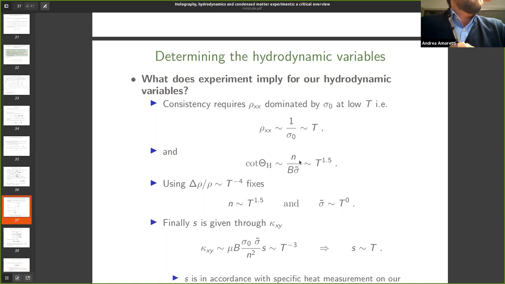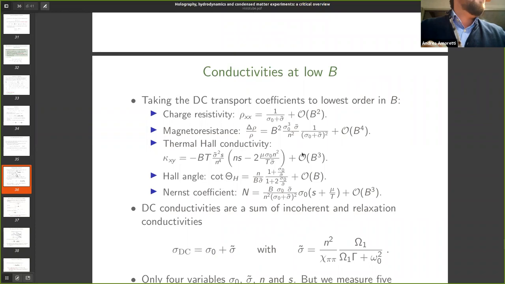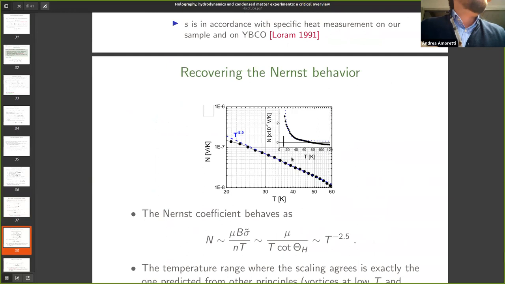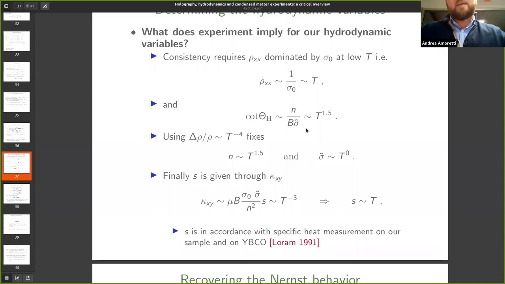That's an assumption. But why should there be a sigma tilde? Because if you derive the complete formula, I don't have it here, but you find this coefficient times a function which is order one, so it doesn't scale in temperature, whatever you say for the scalings. So this is not an assumption.